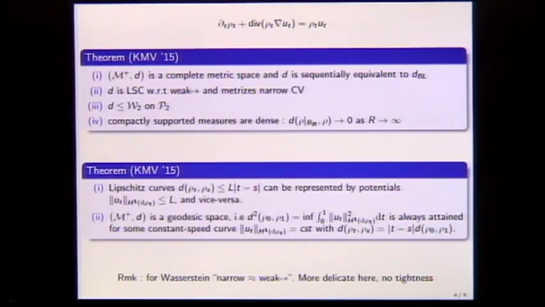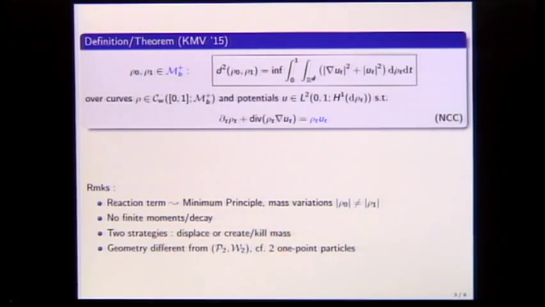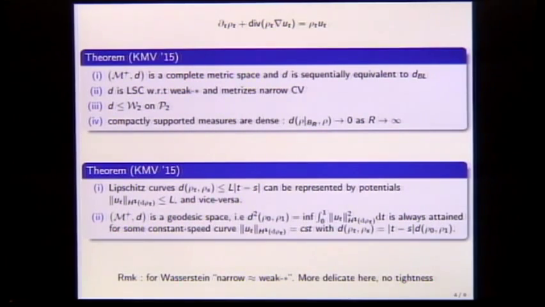So the first geometrical result is as follows. Now that we have a metric space, give me an L-Lipschitz curve, Lipschitz of course with respect to our distance. Then I can always find a potential u such that the non-conservative continuity equation is satisfied, and the weighted H1 norm of u is less than L for almost every time. This weighted H1 norm of u is just this quantity. This is the squared H1 norm, right? So this norm is less than the Lipschitz constant for almost every t.